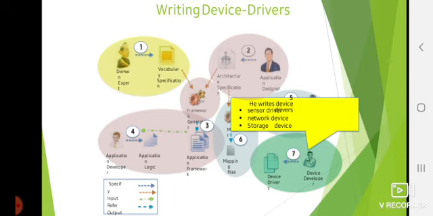In the fifth step, the network developer gives the network description. Both the network description and the architecture specification are combined and mapped. The mapping files are given to the device developer. Then the device developer specifies the device driver. He writes the sensor device, network device, and storage device.